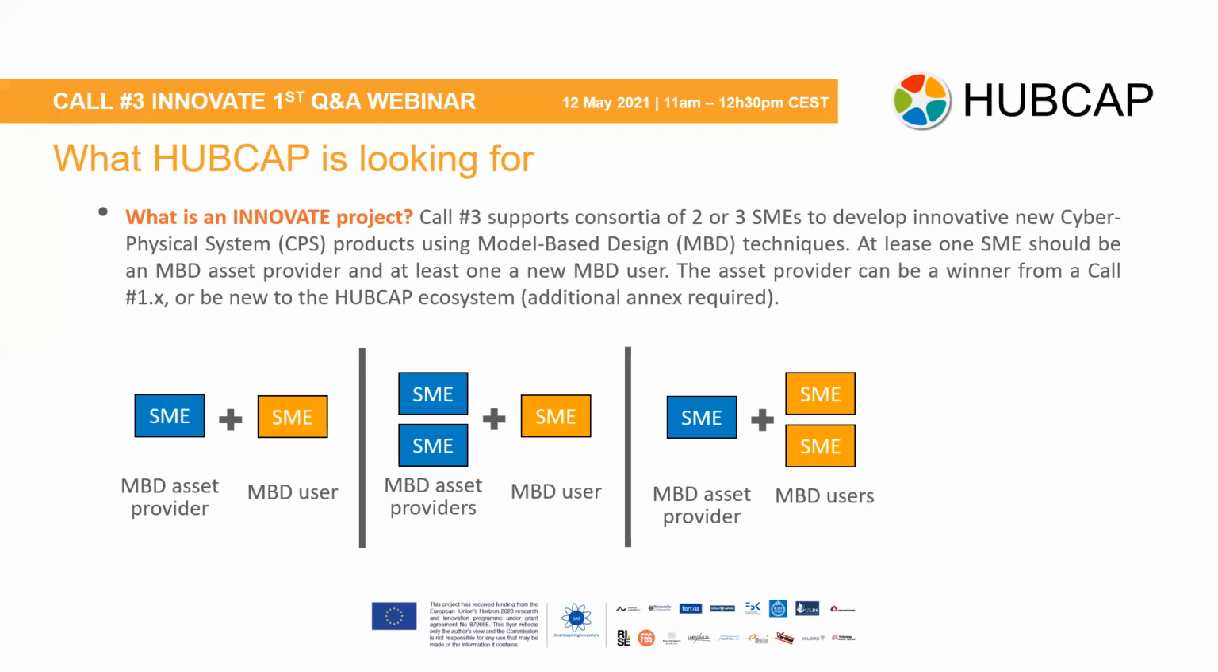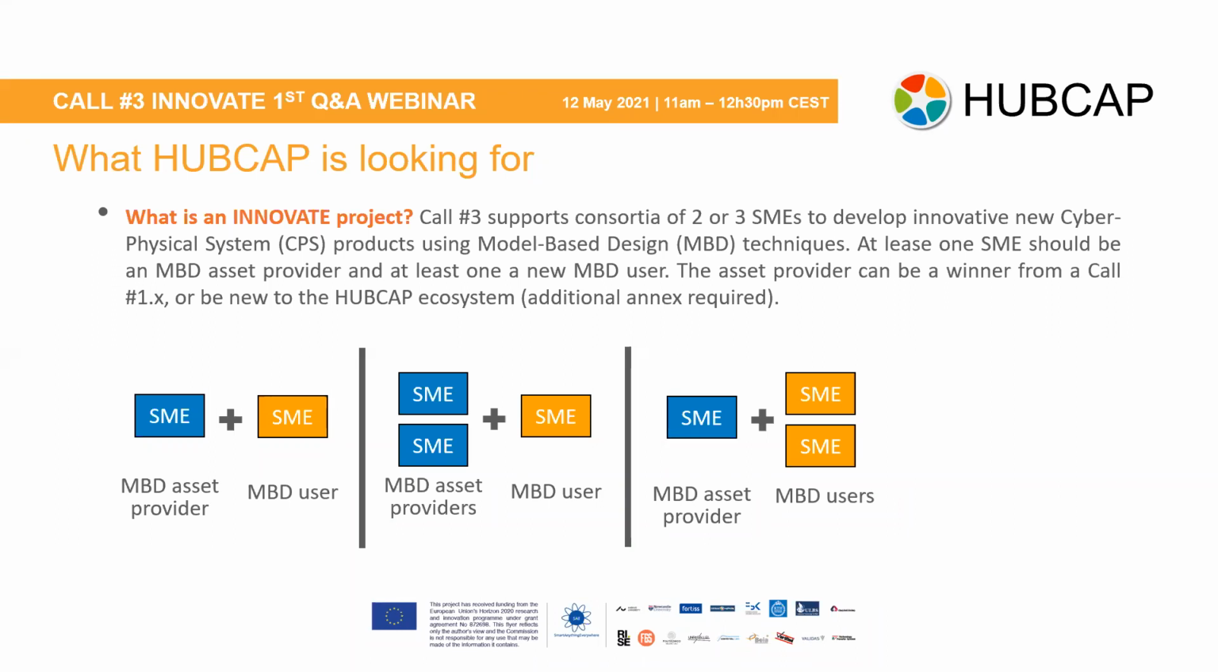So an Innovate project, call 3, supports consortia of 2 or 3 SMEs. So it's potentially bigger than an experiment, to develop innovative new cyber-physical products using model-based design techniques. So over and above our experiment call, which had less of an onus on a brand new output, it's more about experimentation. With Innovate, we're really looking for innovations in the outputs.